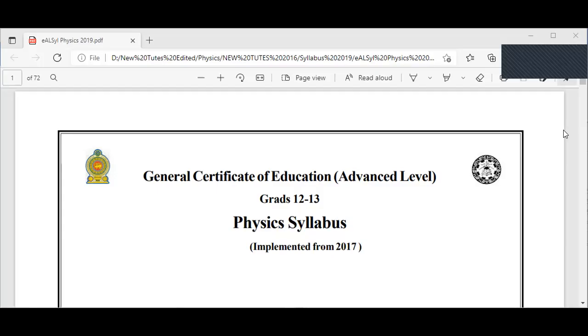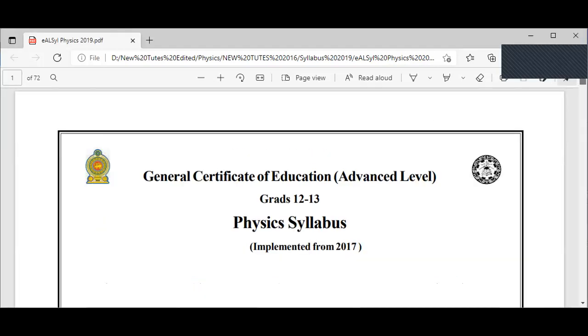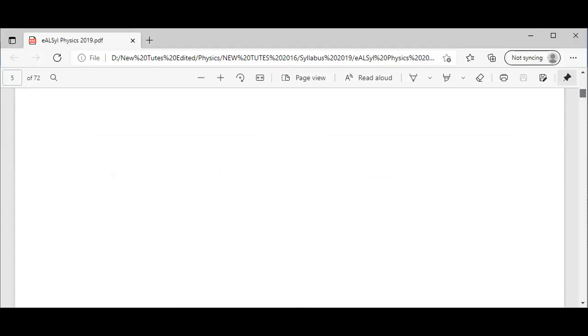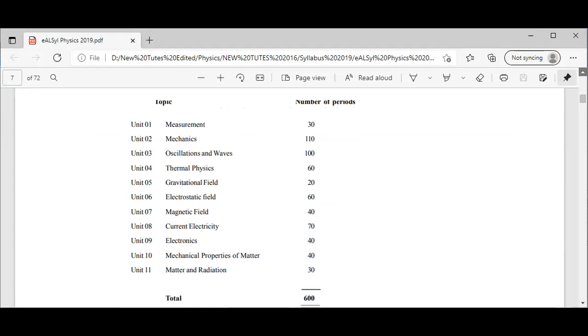Can you see the syllabus here? Lamai, can you see this syllabus? Yes, sir. Let's go to the electricity lesson. What are the lessons that we have completed so far, dear?